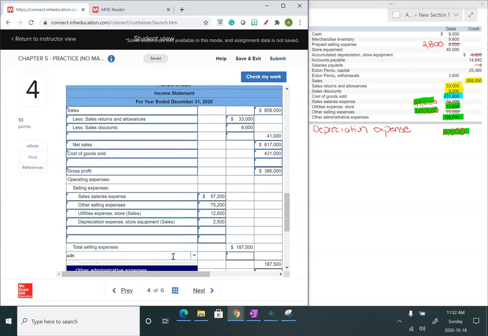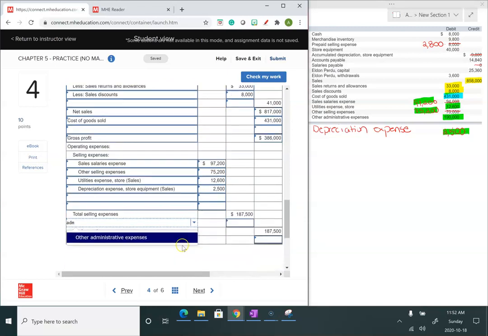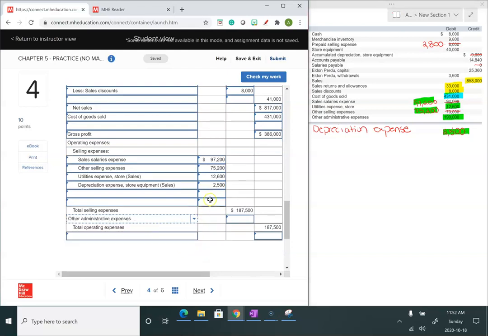So I'm expecting that all of the multiple step income statements that I do will separate the selling from the admin. So I'll say other administrative expenses, and that's 190. So then this total here, which is total operating expenses, is adding together the selling and admin. So that's why it equals the 377,500. So now we compare this to the gross profit.